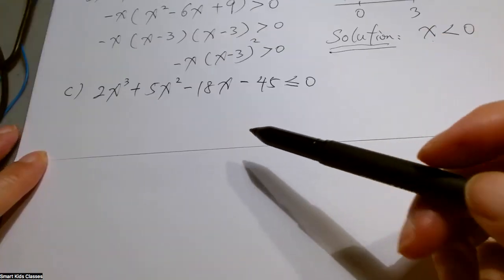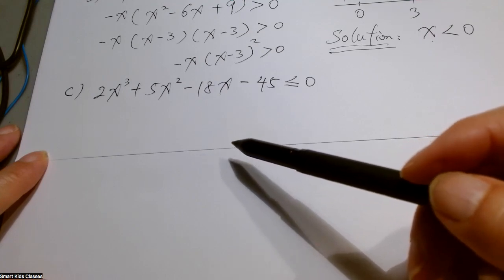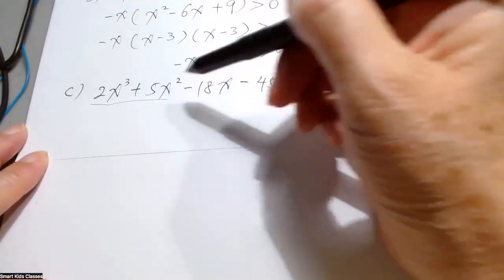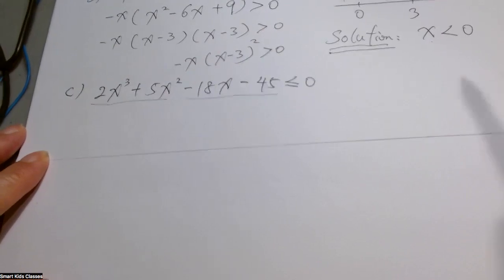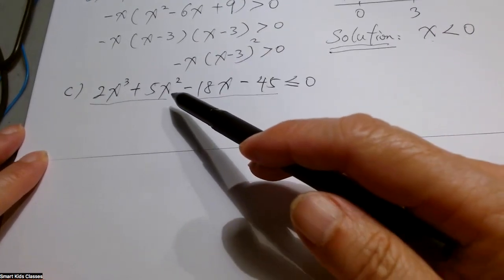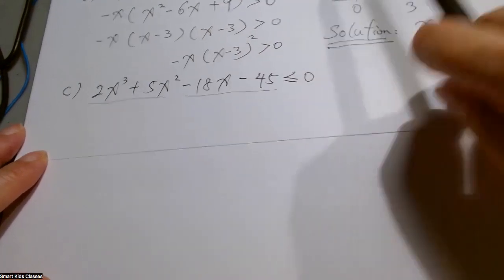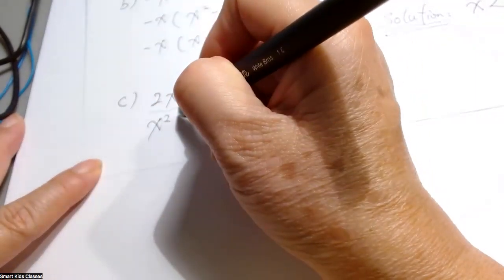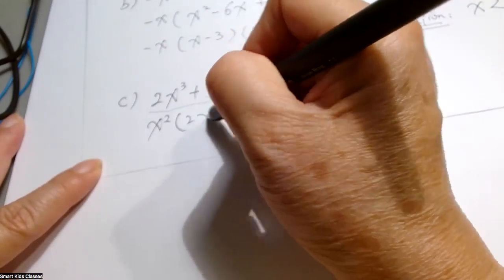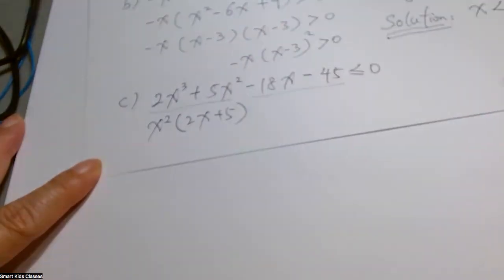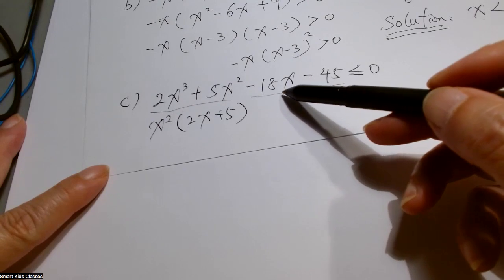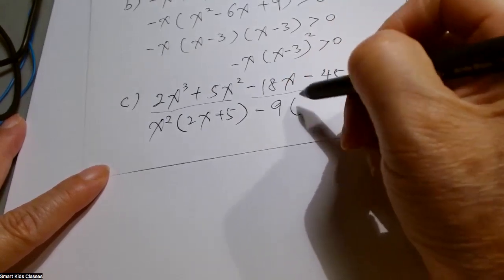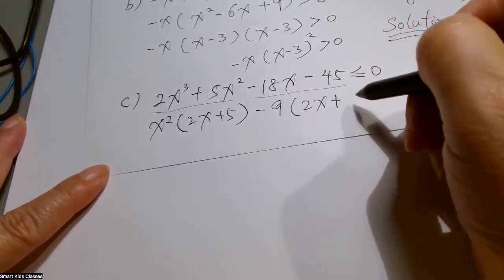Now we are going to do C. Now for C is 2x exponent 3 plus 5x exponent 2 minus 18x minus 45. If you look at it, group factoring works. So we're going to factor x exponent 2 here. So I'm going to move my paper a little bit. So I factor x exponent 2. What I left will be 2x plus 5. Now the next portion, I'm going to factor 9, so it will be -9. I'm going to have a 2x plus 5.